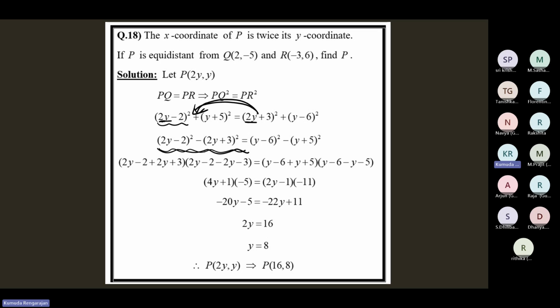So it's like a square minus b square, which can be written as a plus b into a minus b. And then you take this one here. So y minus 6 the whole square minus y plus 5 the whole square. Again, a square minus b square, which is a plus b into a minus b. You can also expand. Without transposing, you can also expand this. You'll get the same result.